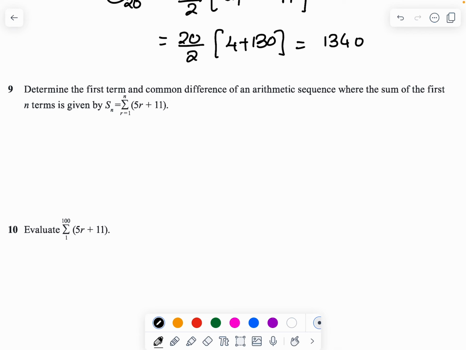Question number 9. Determine the first term and the common difference of the arithmetic sequence where the sum of the n terms is given. So substitute. What am I going to do? First term and the common difference.